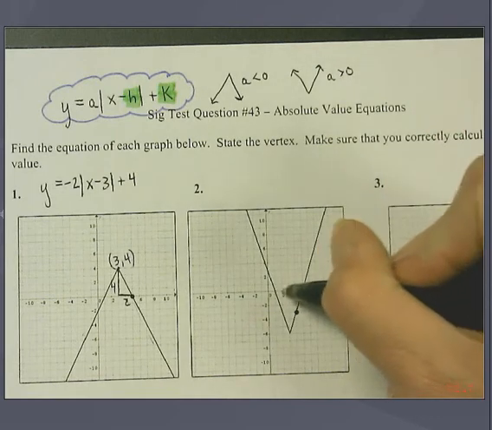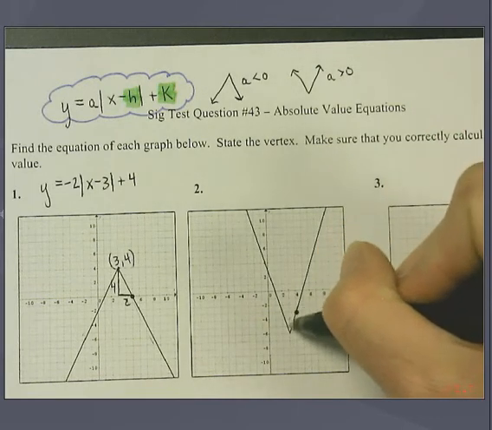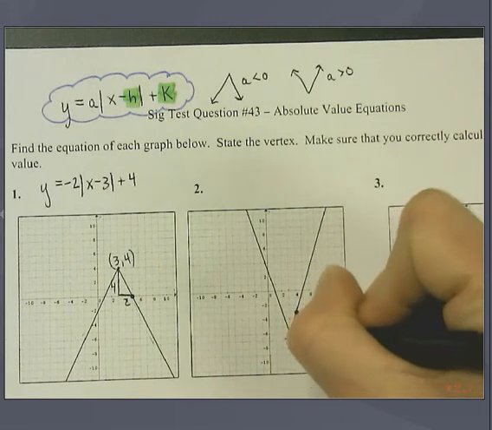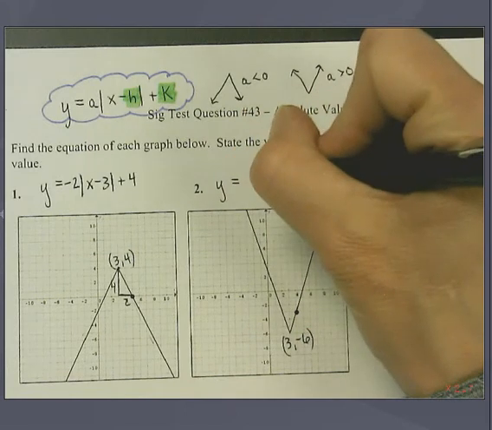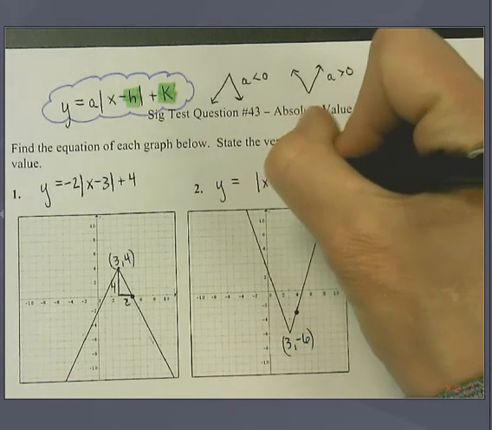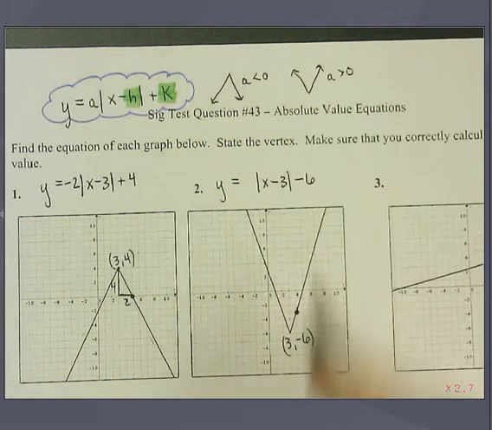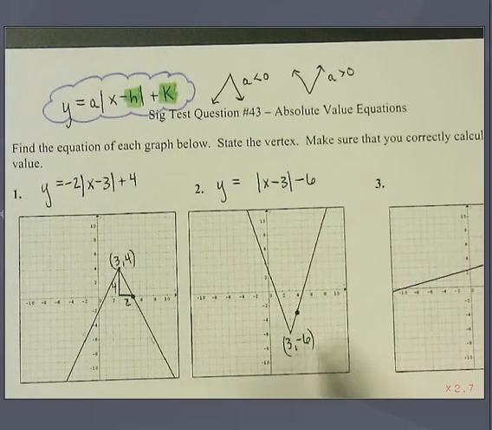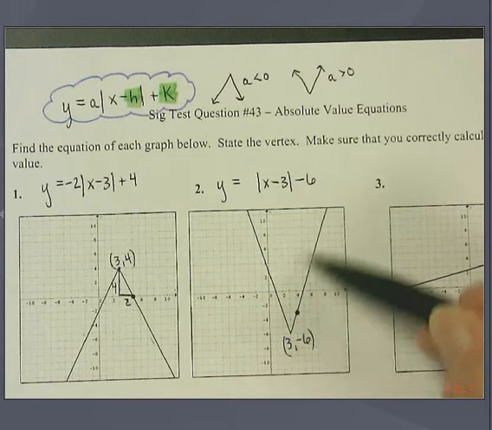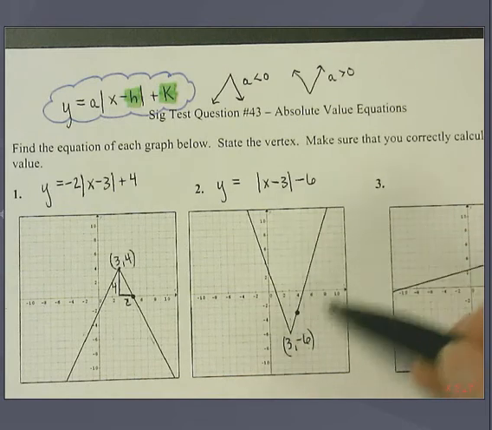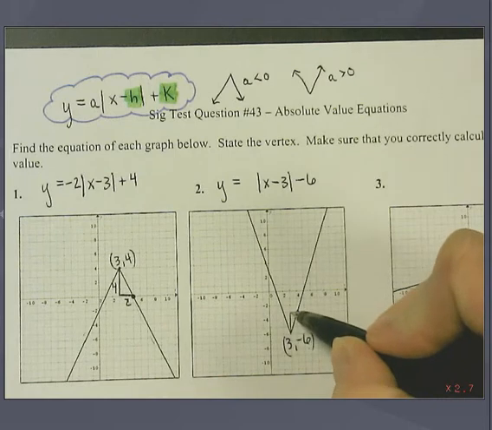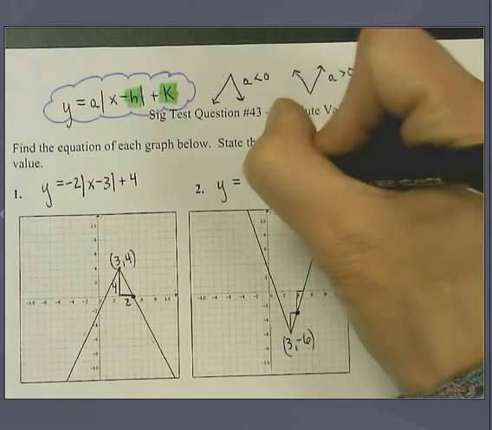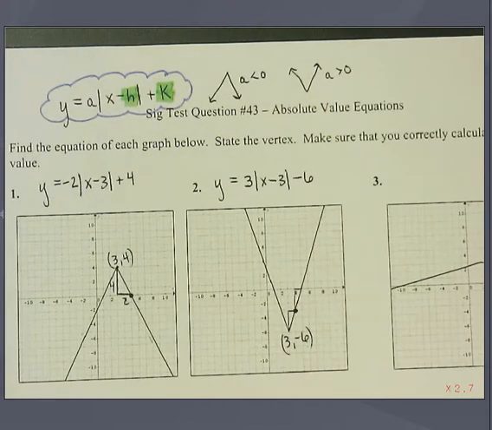Okay, so we have 1, 2, 3, down 1, 2, 3, 4, 5, 6. So the vertex is at 3, negative 6. So I first start with that. We're going to have x minus 3, minus 6. Opposite h, same k. And then a, notice the absolute value is facing up, opening upward, so a is going to be positive. Just check the slope. Rise over run, up 3 over 1. My slope is 3, so a is going to be a positive 3. And we're finished.